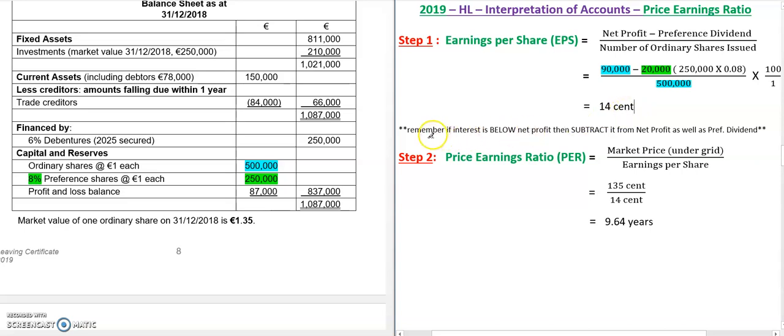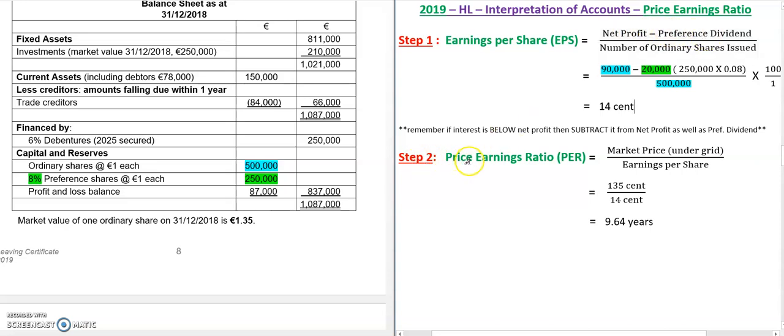One thing to remember is if interest is below net profit, then subtract it from net profit as well as preference dividend. So your formula would look like net profit minus interest minus preference dividend. Okay, so that's the way it would work.